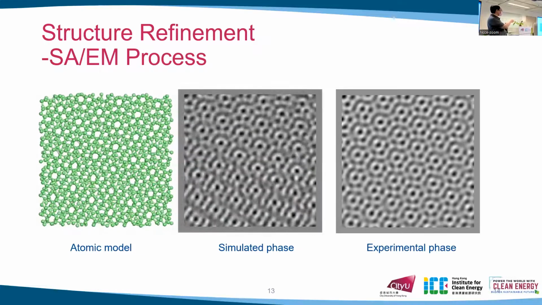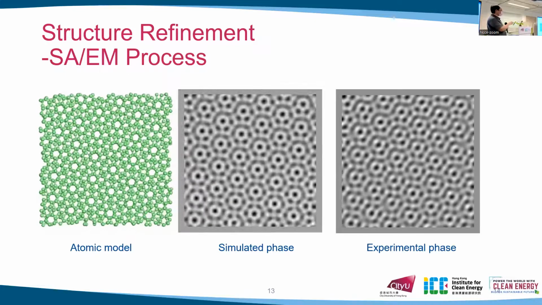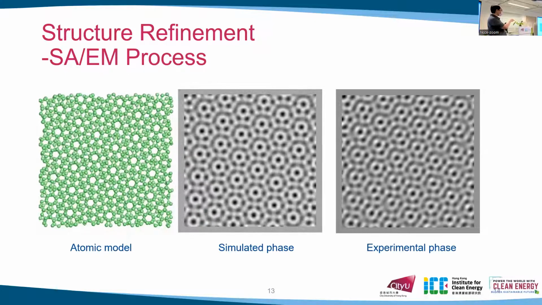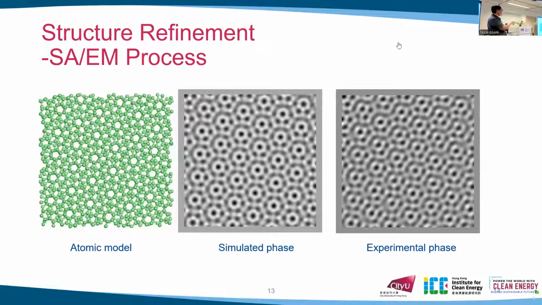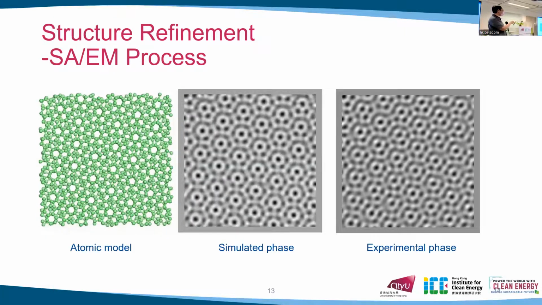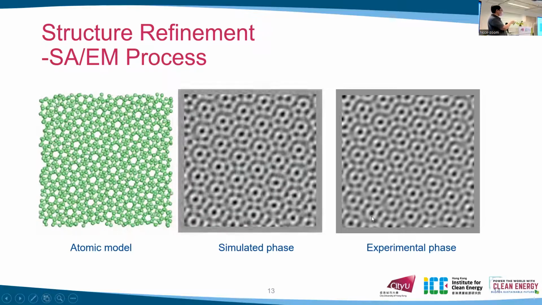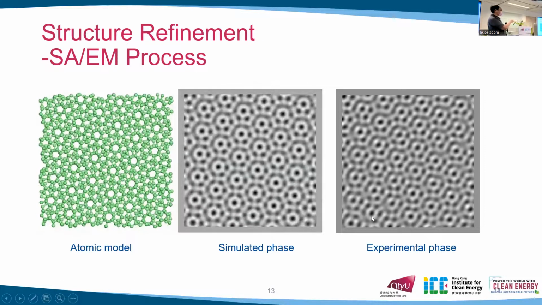Here's a movie. We do the SA and the EM interactively. After around 20 iterations, we can obtain identical results. Here is the optimized result, and here are the experimental results. By this process, we can also obtain the atomic models.